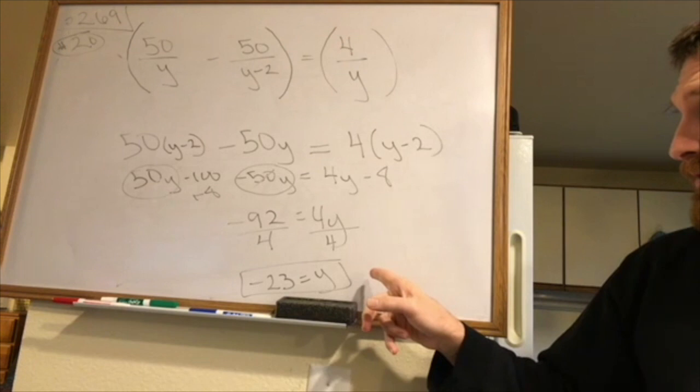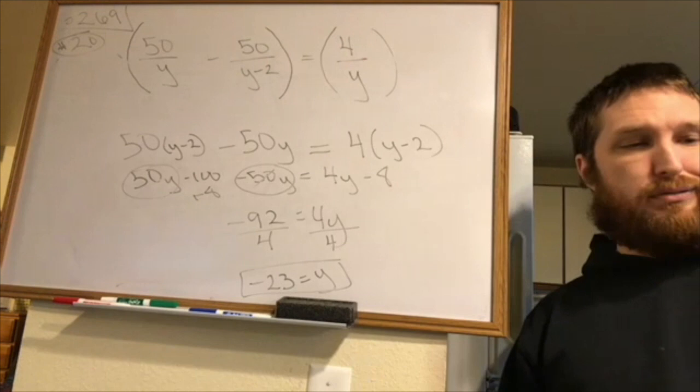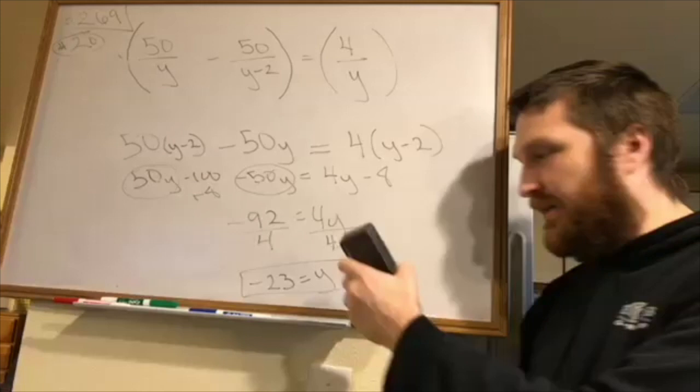That would be my answer. That is what we are looking for. y equals negative 23. And if you want to go above and beyond, you could plug it in and make sure that both sides of the equation work. But that's not necessary. What is necessary is that we check that we don't have division by zero.